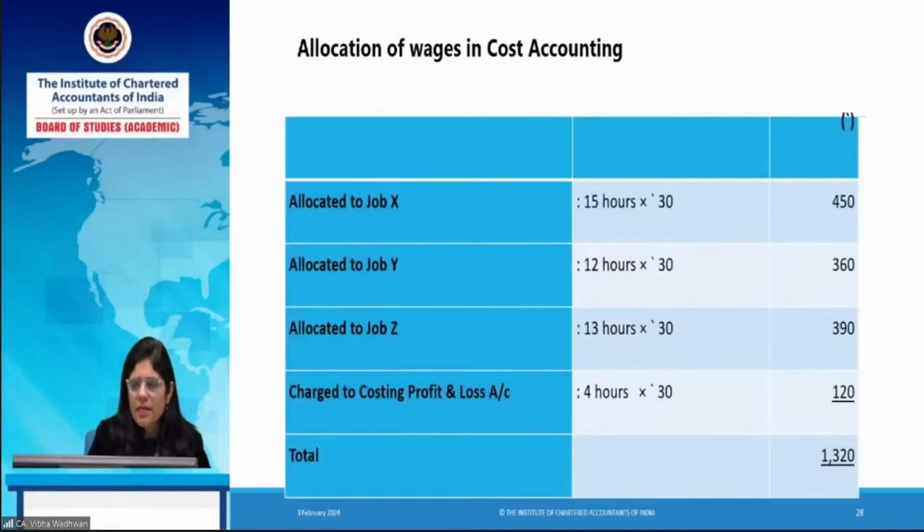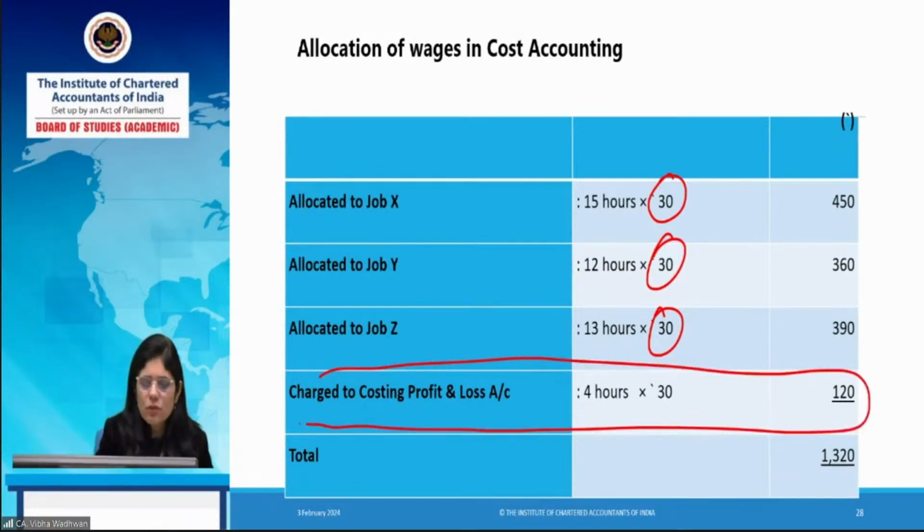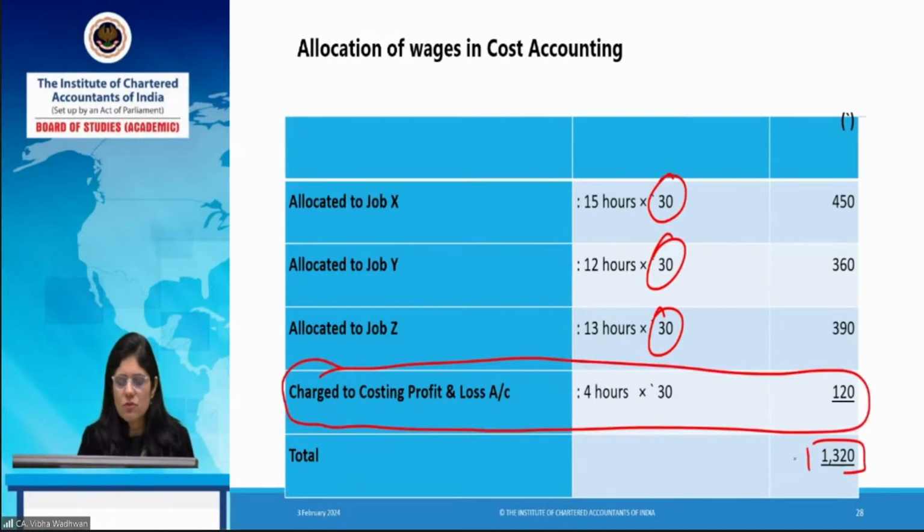So this is again the final allocation. The normal cost will be allocated to the jobs, and this abnormal cost will go to costing profit or loss account. So that way the total comes to 1320.